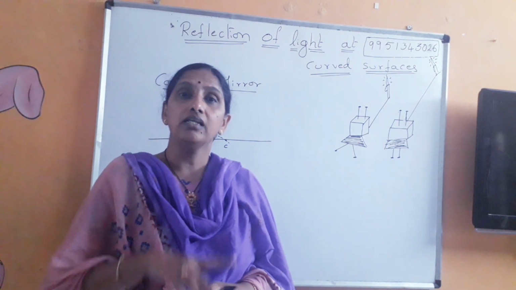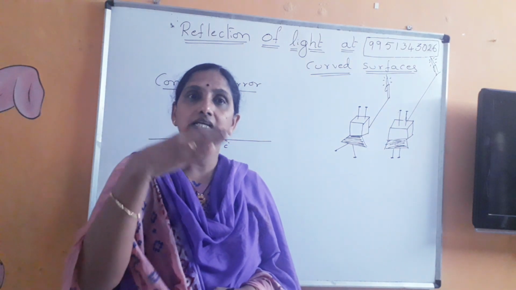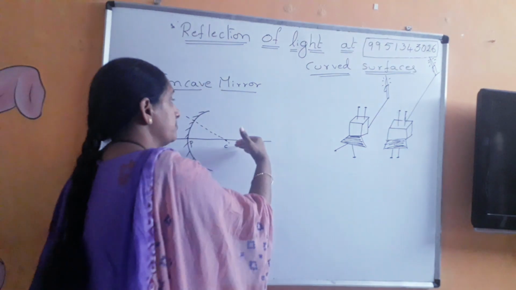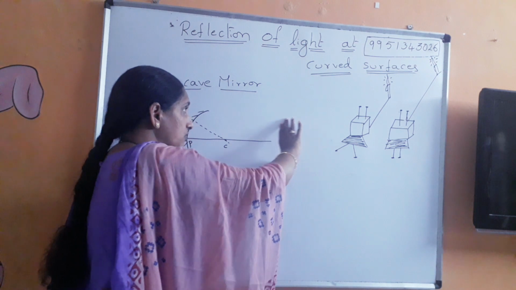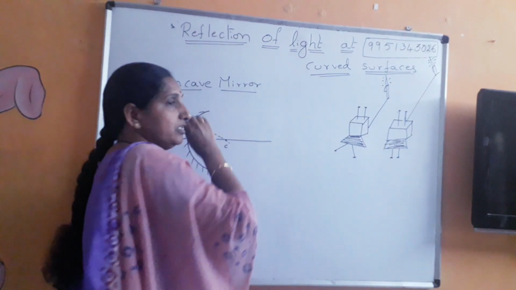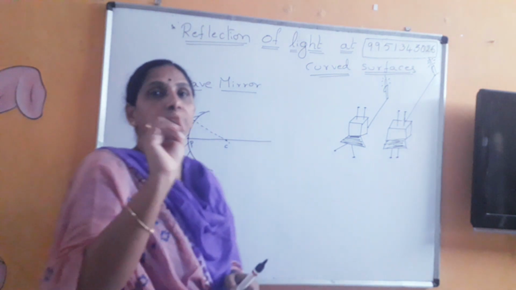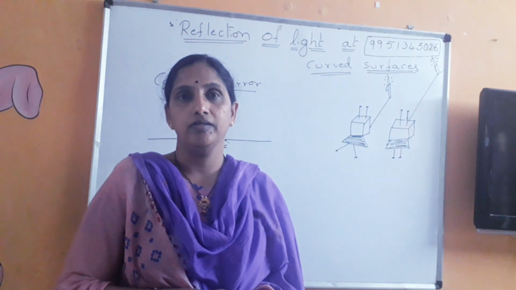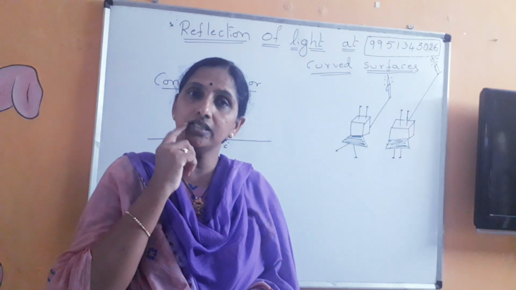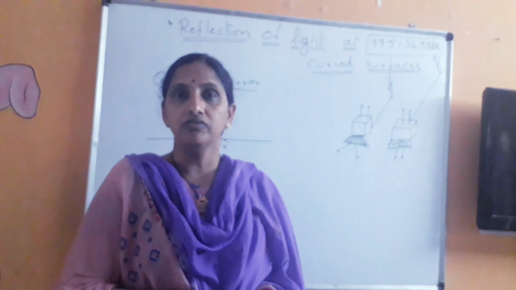When a parallel beam of rays, that means when the rays are coming parallel to the principal axis, upon reflection they converge at a point, and that point is called the focal point.